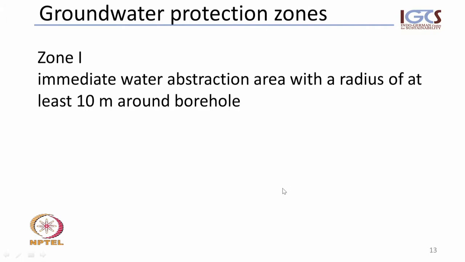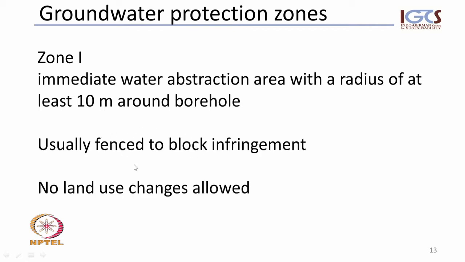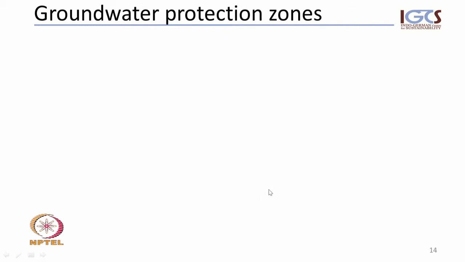Now, zone 1, as I said, is about 10 meters around the borewell, though usually it's just 6 meters. It's usually fenced to block infringements and to avoid that people park next to the borewell or do their laundry next to the borewell and so on. And then there should usually be no land use changes allowed in the area. Important is that it's no land use changes.